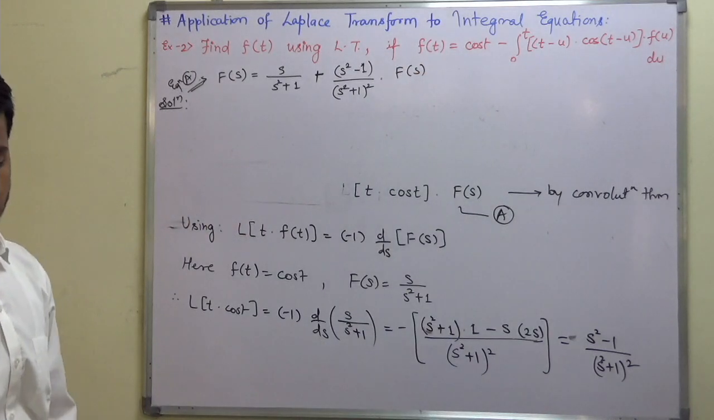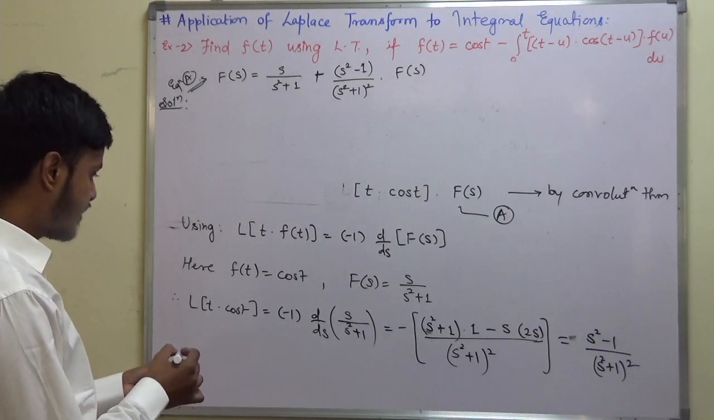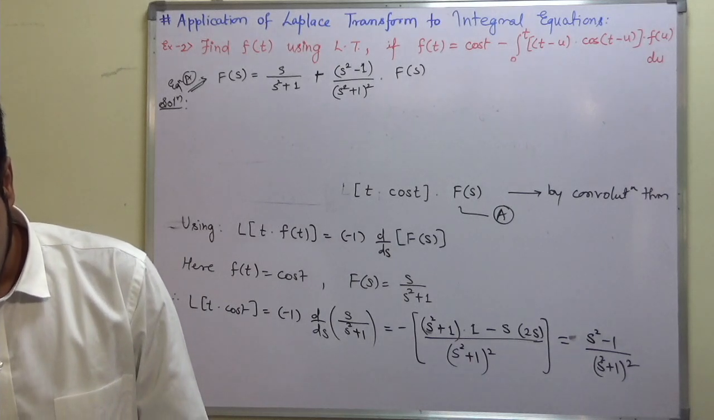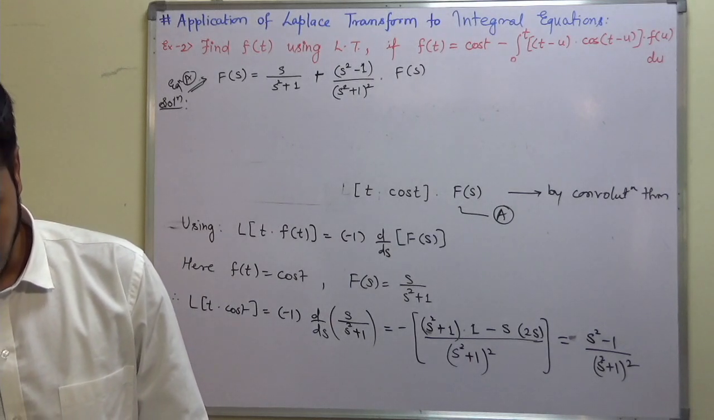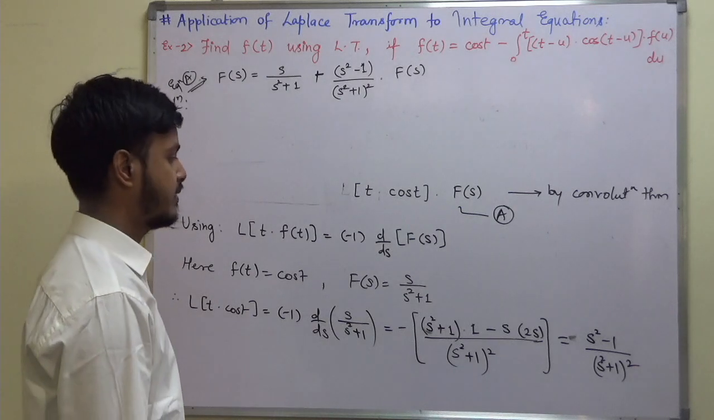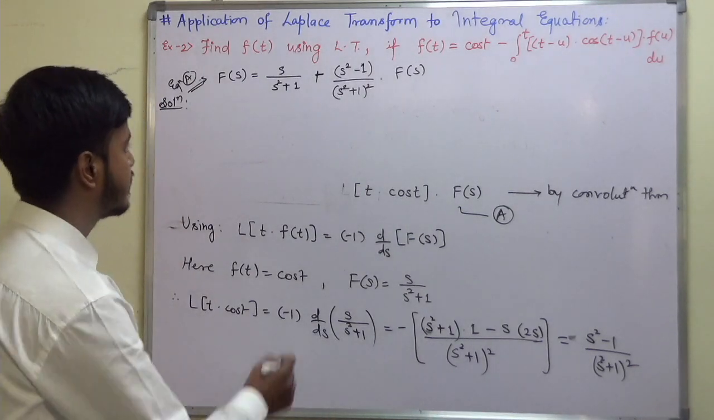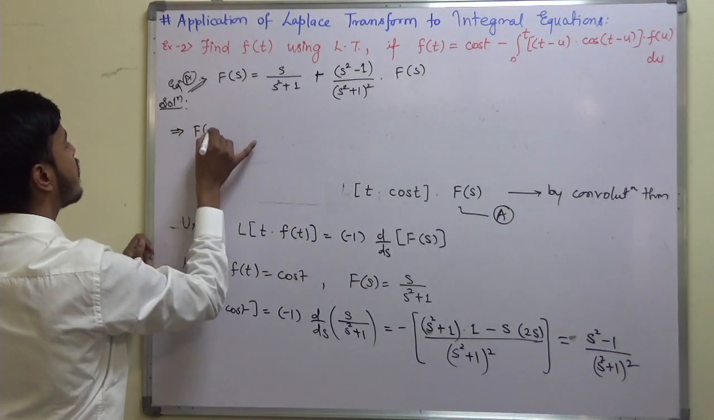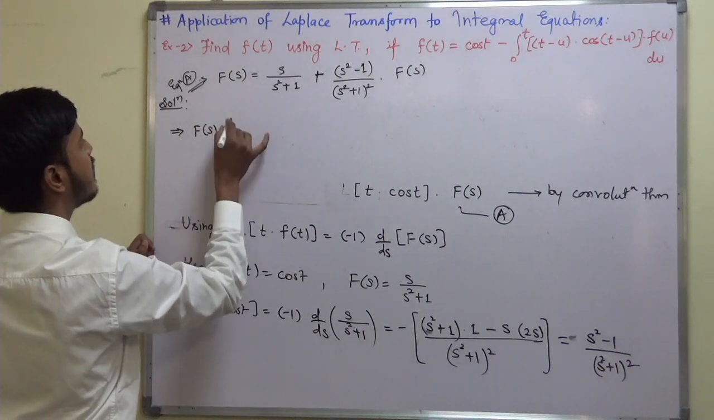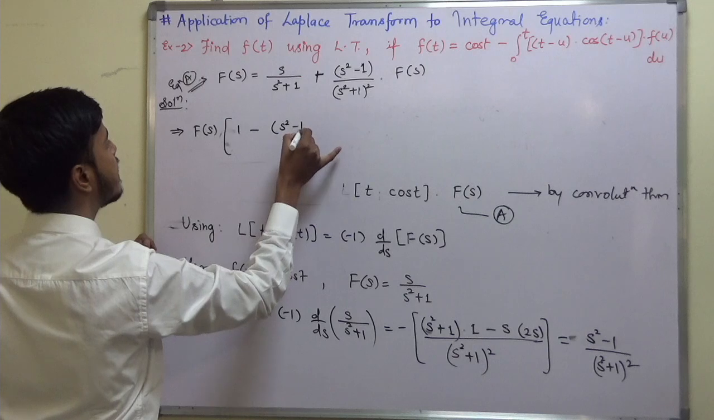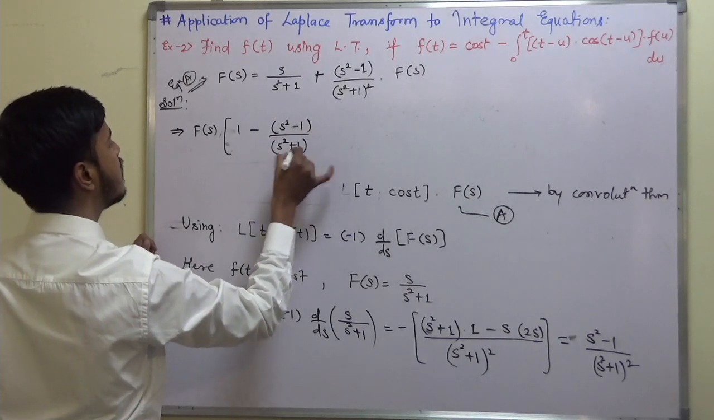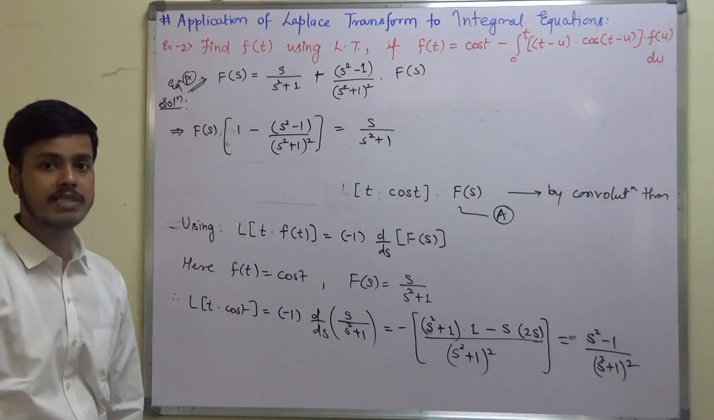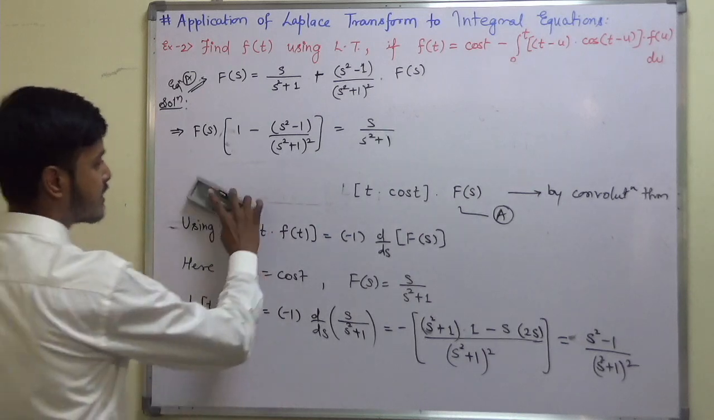Okay, so this is what we are getting, minus 1 dds of this. So s square plus 1 minus s square. Okay, fine. So this is what we have. Now just take it to here. So this is f of s common, and we have in bracket 1 minus (s square minus 1) upon (s square plus 1) whole square is equal to s upon s square plus 1. Simple. Now just try to solve this.